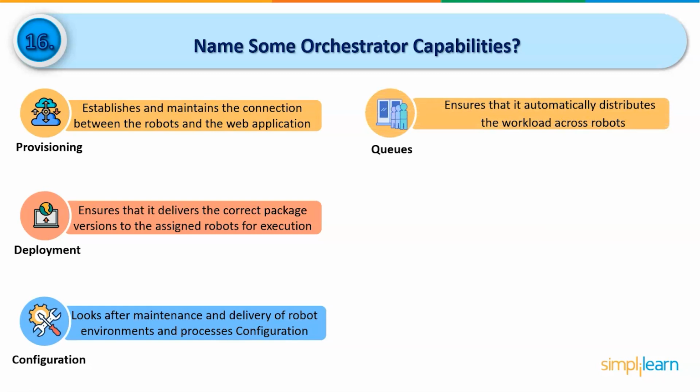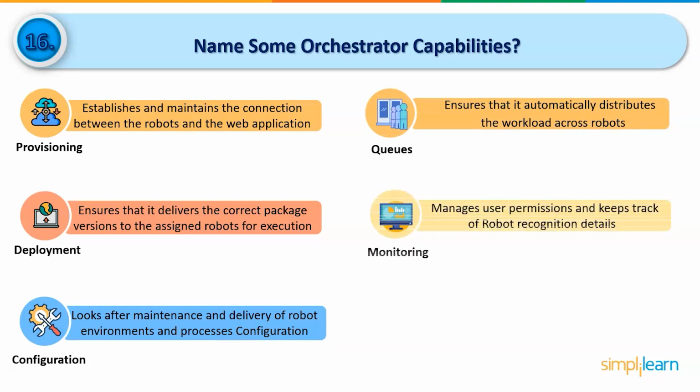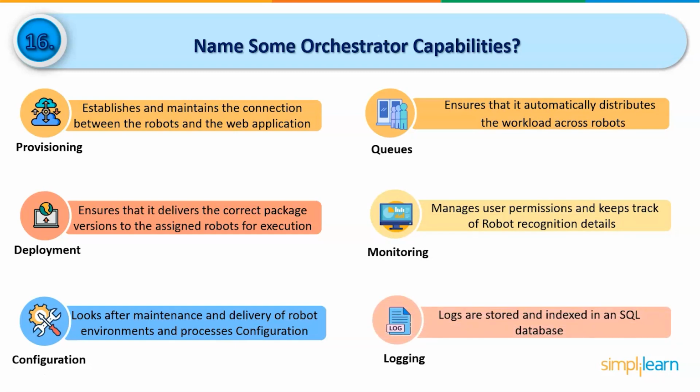Queues. Queues ensure that the workload is automatically distributed across robots. Monitoring manages user permissions and keeps track of robot details. Logging. Logs are stored and indexed in an SQL database.